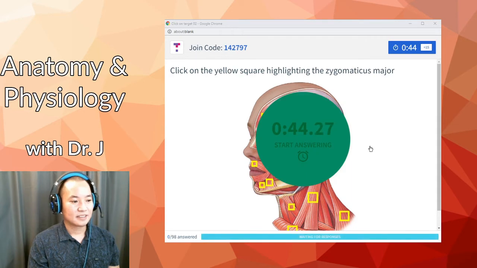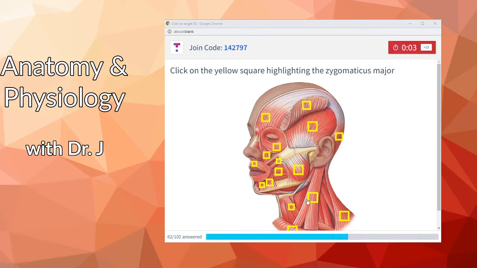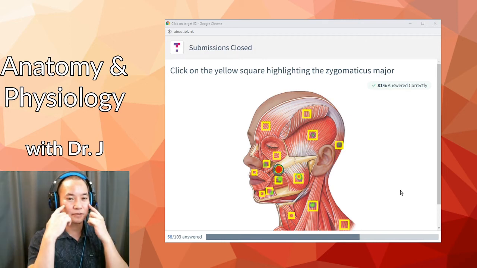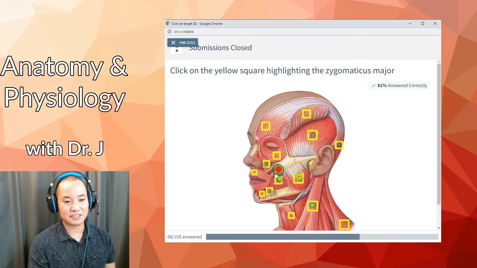Next question. Now click on the yellow square highlighting the zygomaticus major. Here's a hint. What's your zygomatic bone? Okay, let's see how everyone did. So most of you clicked that spot right here, and most of you are correct. Remember your zygomatic bones? These are the ones that form the points of your cheekbones, right? So where do you find the cheekbones? Right here. So you do have the zygomatic. I only had one of the zygomatic muscles highlighted, so that kind of helped. So remember, these zygomatic major and minor, they attach to that zygomatic bone right here.